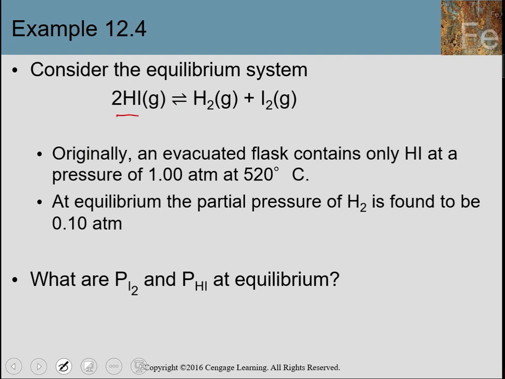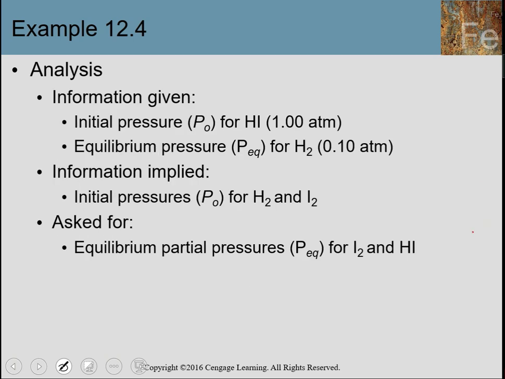The question is, what are the pressures of I2 and HI at equilibrium if, and here's the key that helps you out, once it finally does reach equilibrium, the hydrogen pressure is going to be 0.1 atmospheres. So you've got a lot of information here. You've got the original, and a little bit of information at equilibrium, and we want to link it all together. We're going to do that using a technique called an ICE chart.